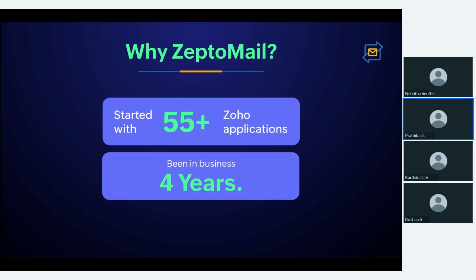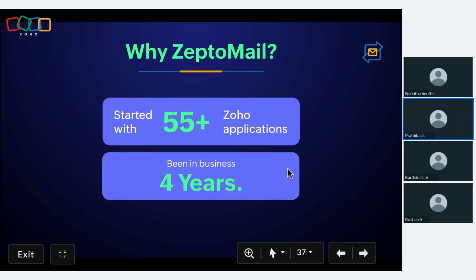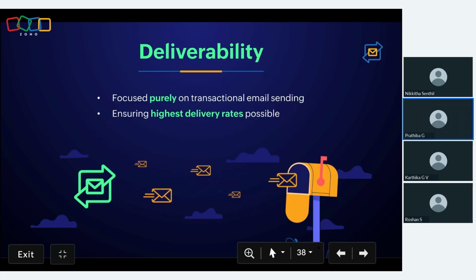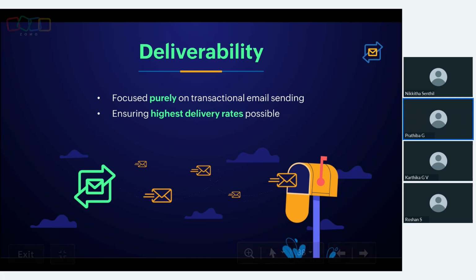Apart from this, ZeptoMail has the core capabilities that define a good transactional email service, starting with email deliverability. Email deliverability is the ability of the email to reach the recipient's inbox on time. And when it comes to transactional emails, email delivery is very crucial because, as you know, these emails are time sensitive and they should be delivered to the recipients without any delay.